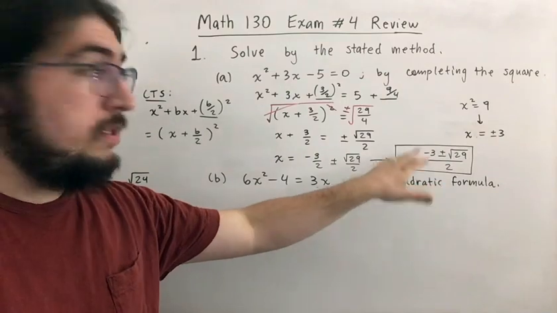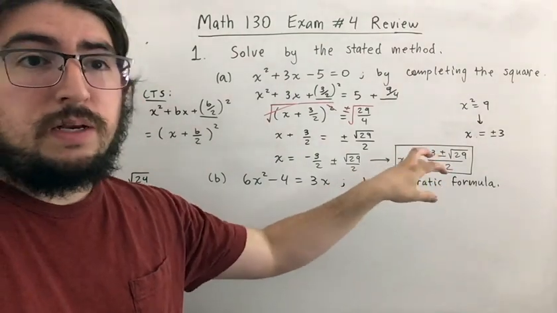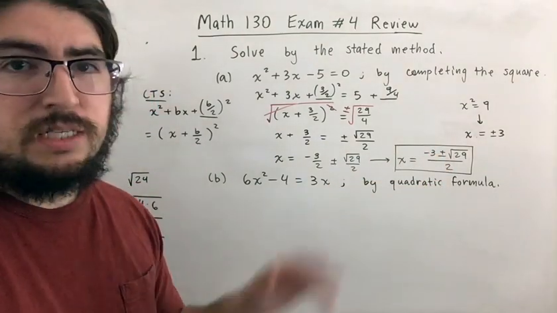And notice these are two. There's the plus one and then the minus one. So those are two answers in one, written with that plus or minus symbol, which is fine.